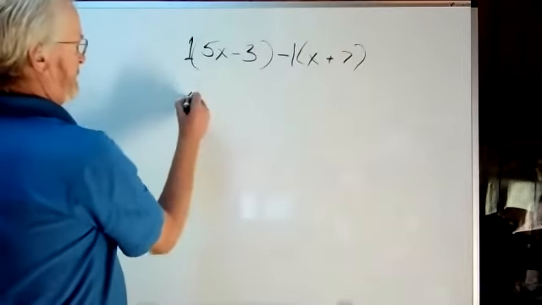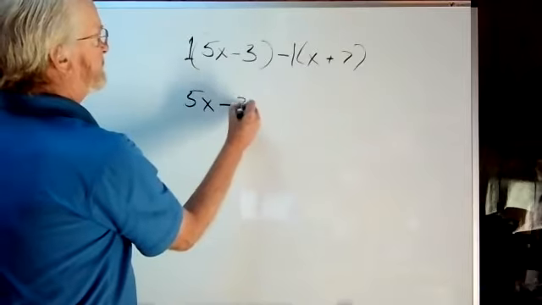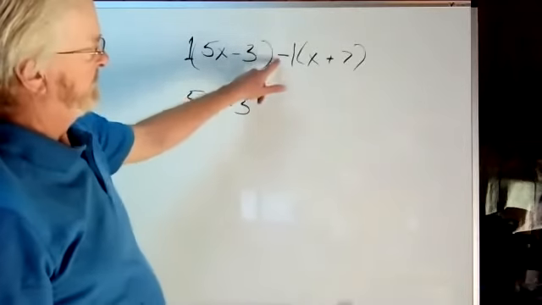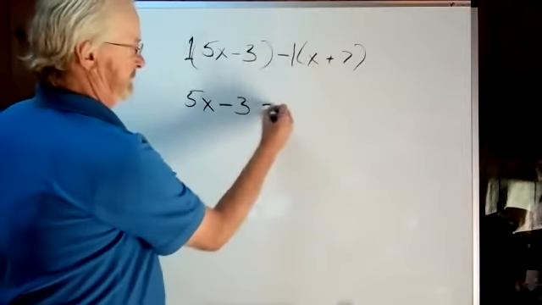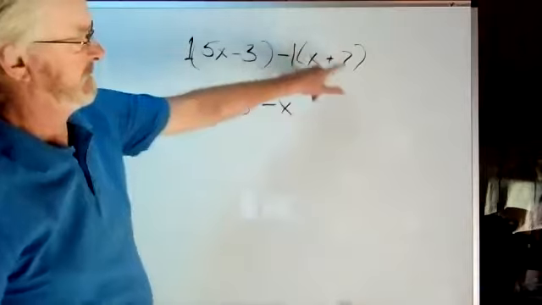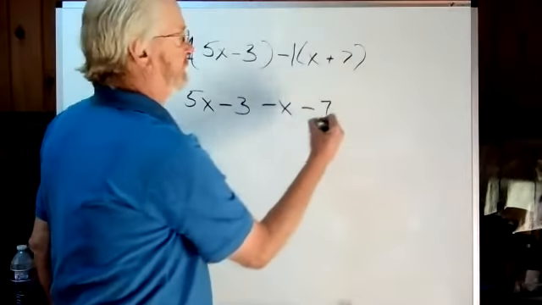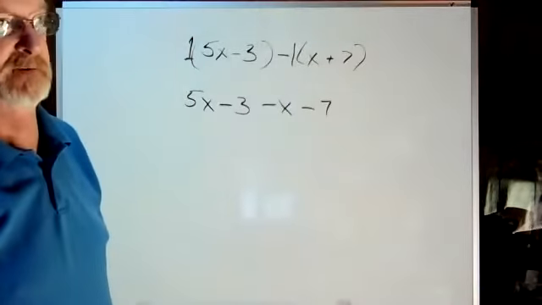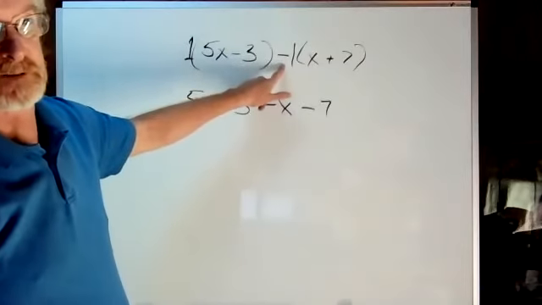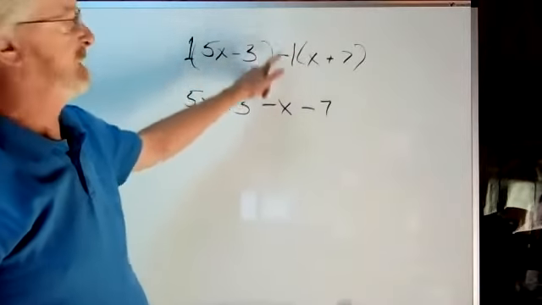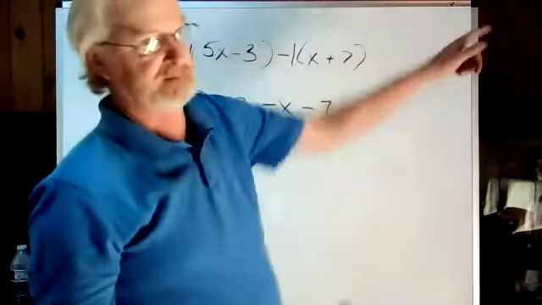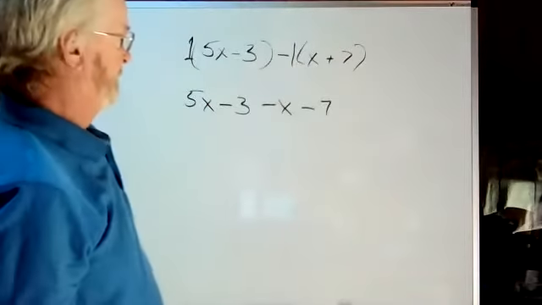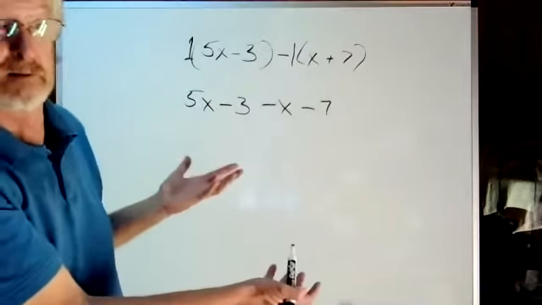So this is just going to become 5x minus 3. But here it's minus the x and minus the 7. So I'm subtracting both of those numbers inside. Distribute that negative sign. This is the one that trips people up if they forget to distribute the negative to every piece inside. Now I've got some like terms.